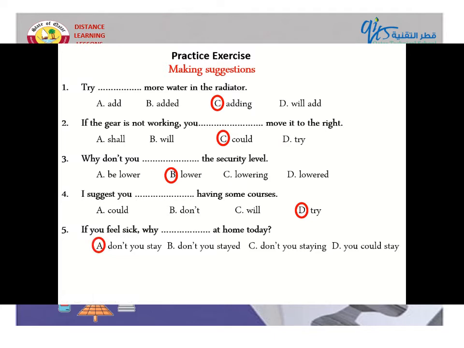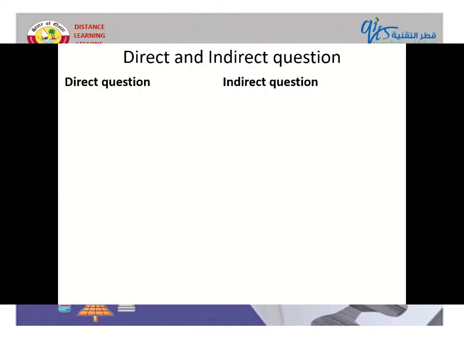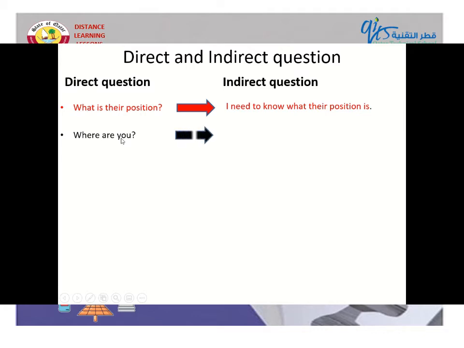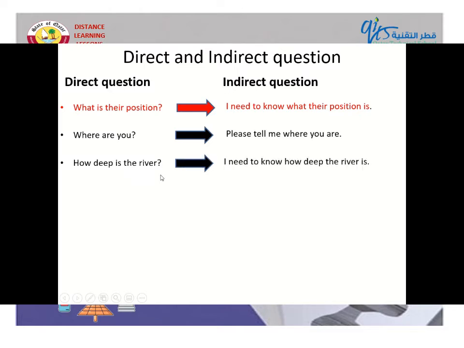Good. Now let us look at indirect questions. Now we have a direct question, what is their position? And the indirect question, I need to know what their position is. Another direct question, where are you? Please tell me where you are. Another direct question, how deep is the river? I need to know how deep the river is.